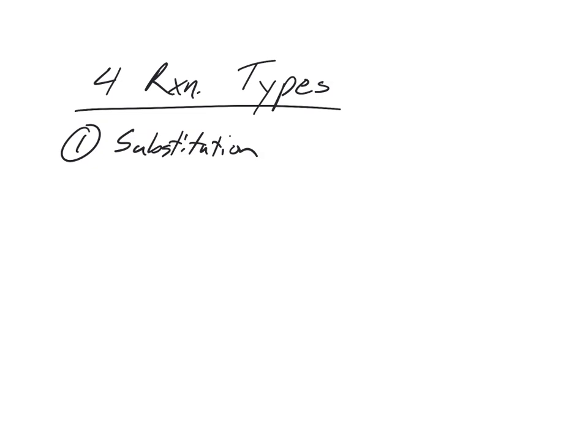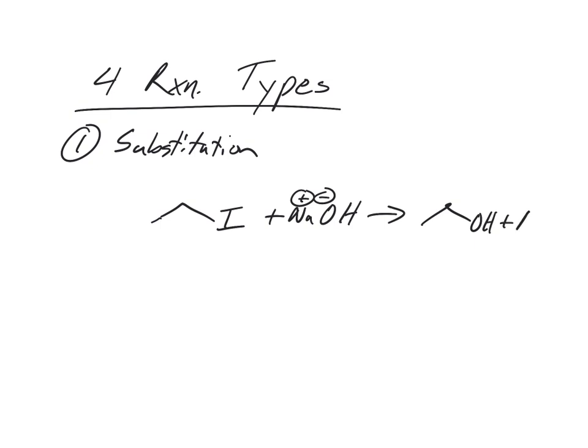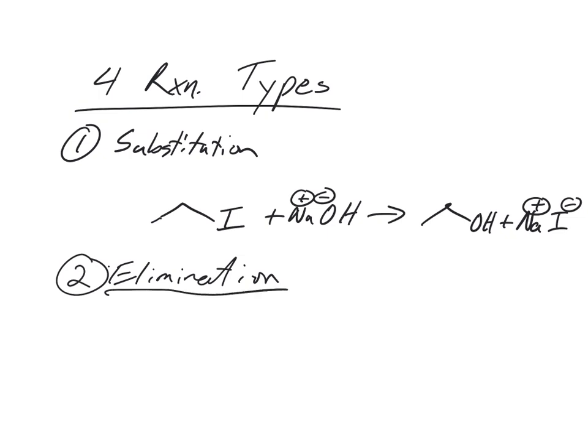And that's just one group being substituted for another. So one example could be, right? In this case, the iodine has been substituted for an OH group. That's a substitution reaction. Another type of reaction is an elimination reaction.